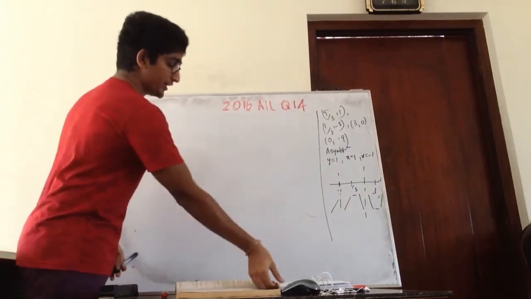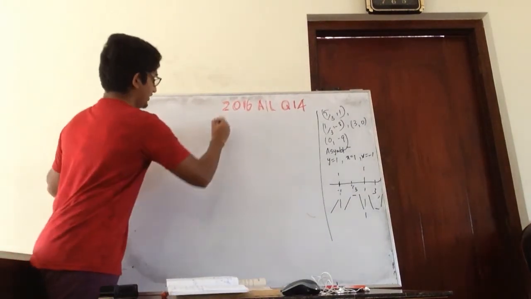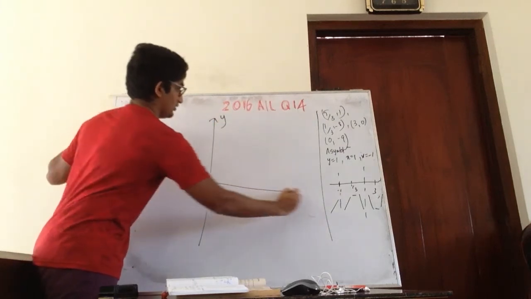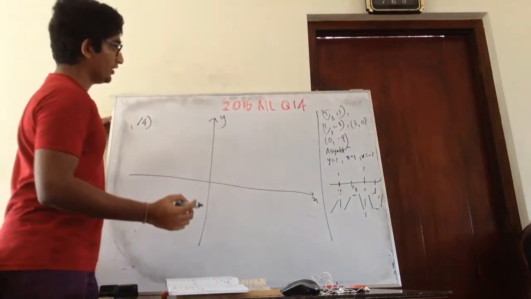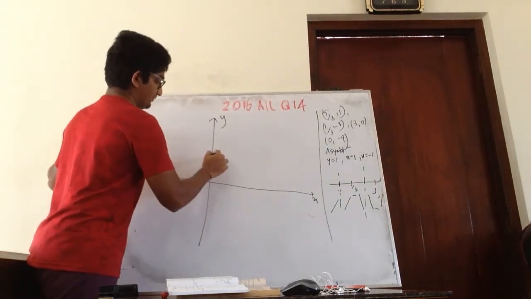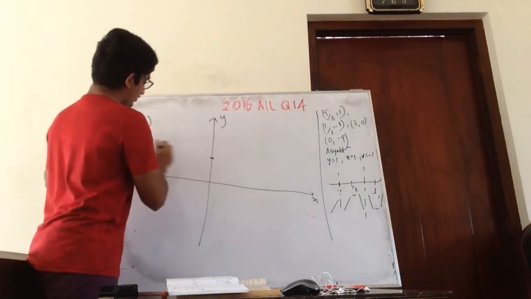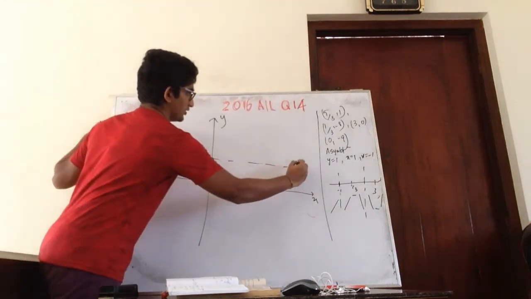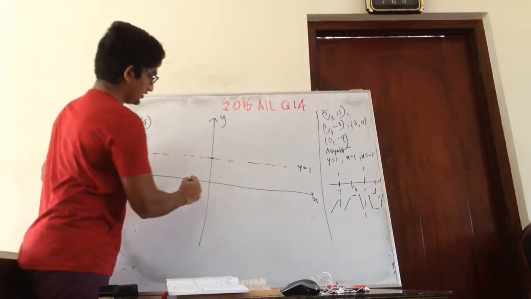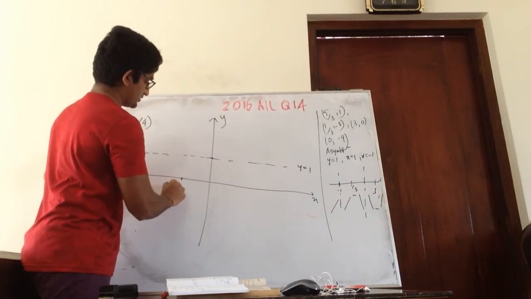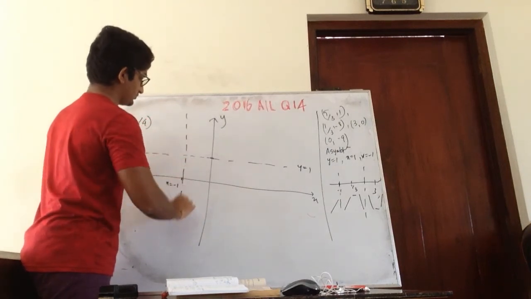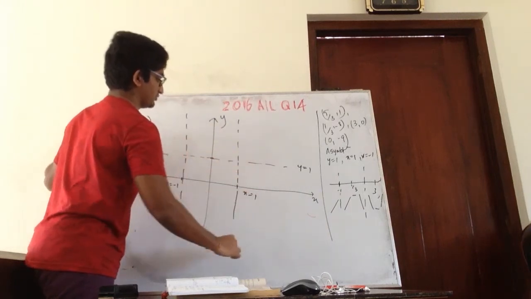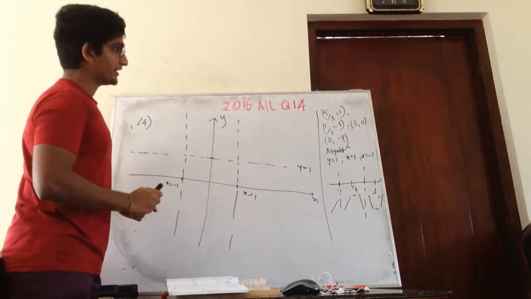Right. So let's draw the graph. I'm going to take y and x. So I have this thing called y equals 1. This is the y equals 1 asymptote, x equals minus 1 asymptote, x equals 1 asymptote. Right? So that is done.